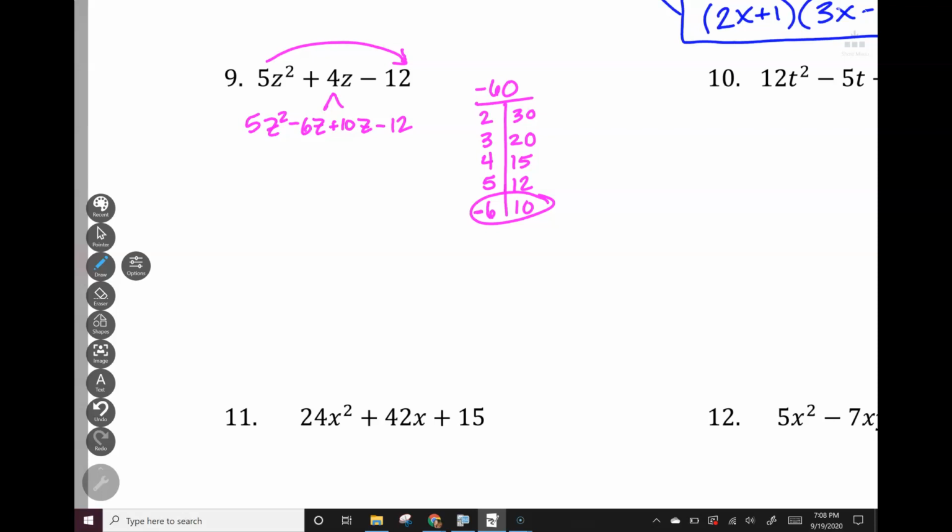Okay, wrote that kind of small. It's okay. We're going to group the first two terms, the last two terms. Factor out the GCF for both. So in the first one, 5 and 6 don't have anything in common. So I'm looking at the z's. I can only take out one z.